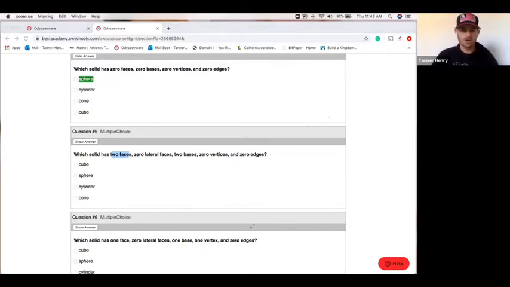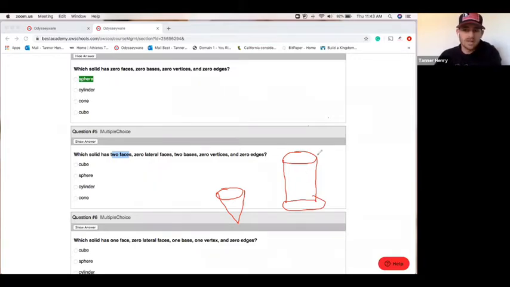A cone wouldn't work because a cone would have just one kind of base if you flip it upside down. So cylinder has to be it, because if I have something like this, whoa, excuse my drawings, it has 2 bases, 2 faces, that's a face, that's a face, or bases, sorry, or faces, 0 lateral, so 0 going sideways, up and down, 2 bases, 0 vertices, and 0 edges. So that should work.